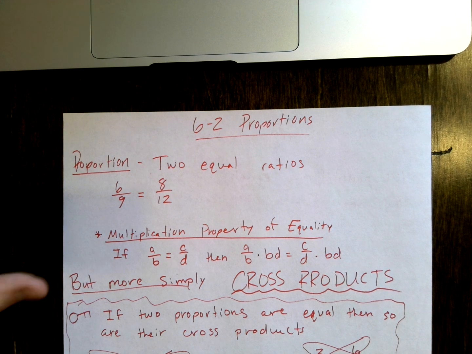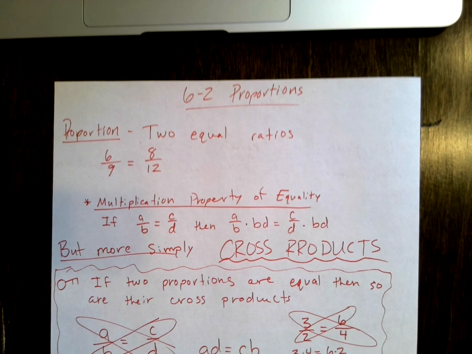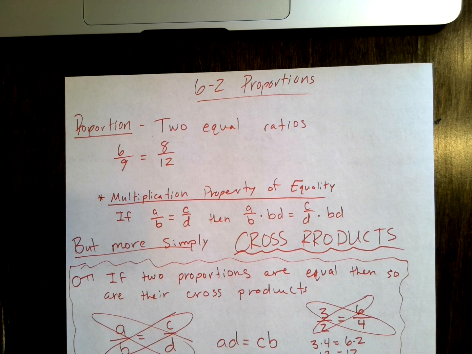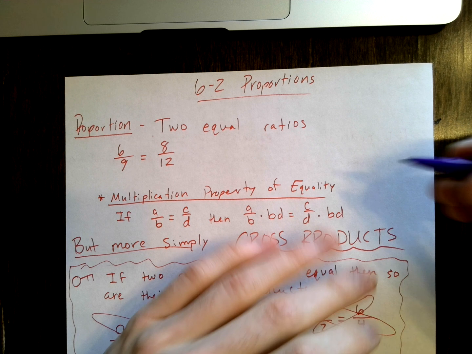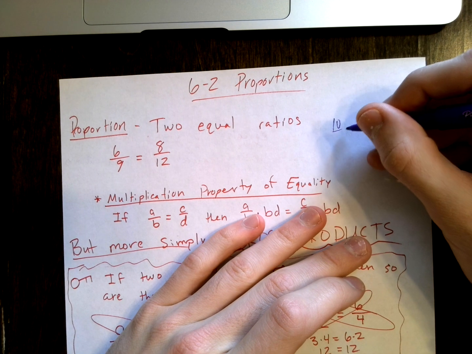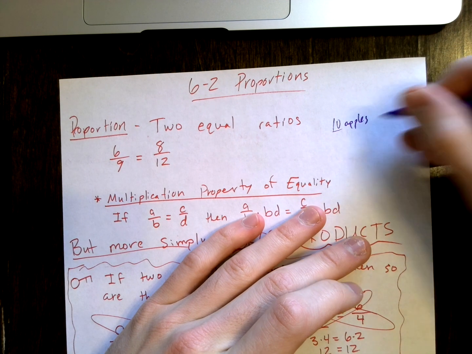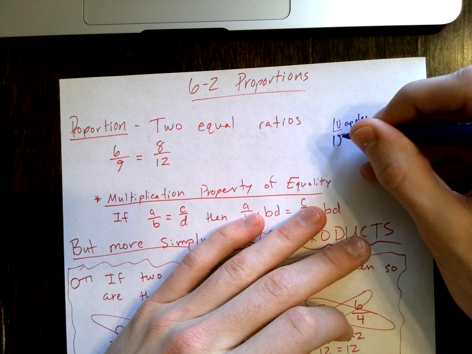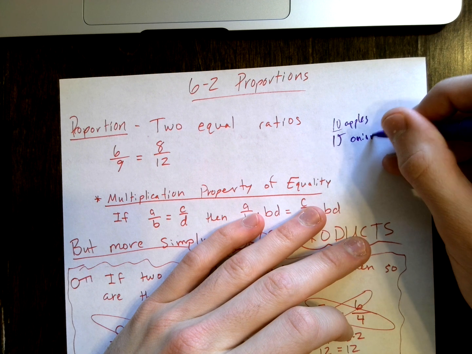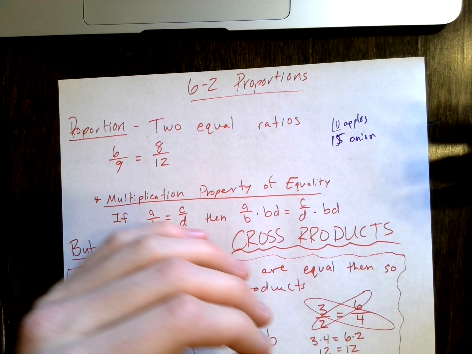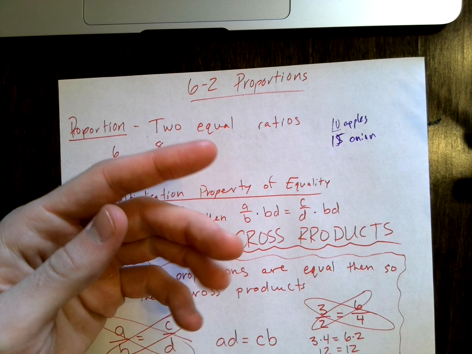Today, we are working on 6.2 proportions. So we're talking about ratios, which is basically just comparing something. An example I gave yesterday was 10 apples to 15 onions, saying for every 10 apples you had 15 onions. Today we're going to be working on proportions, which is going to be like comparing those.